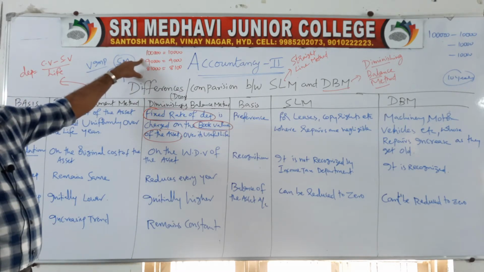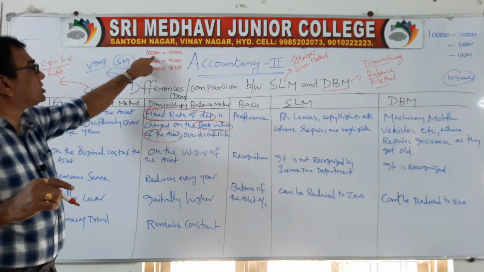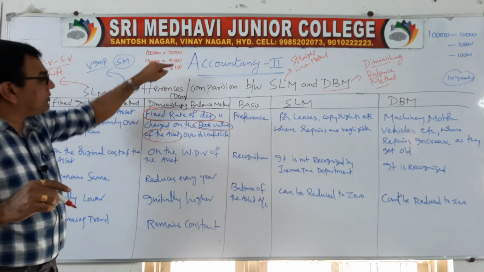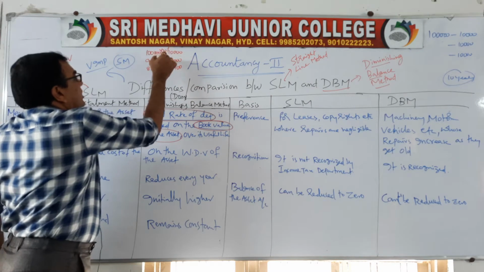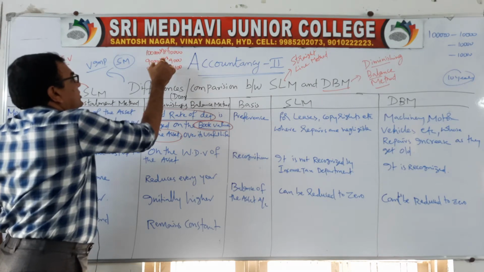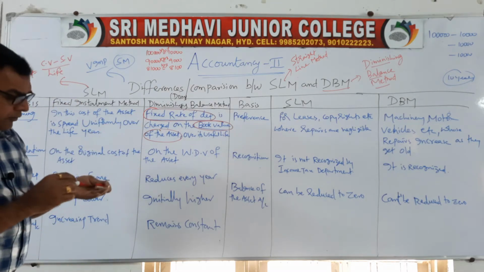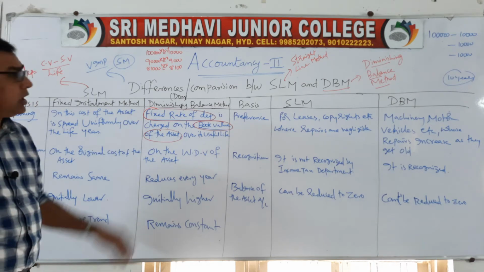How do we get the book value or written down value? Cost of the asset minus depreciation. This is the cost of the asset, 1 lakh, minus depreciation, 90,000, on which we calculate. Rate is a fixed one, 10%. Every year we are taking the same 10%. Clear? So that's what I have written here. Fixed rate of depreciation is charged on the book value of the asset over its useful life.